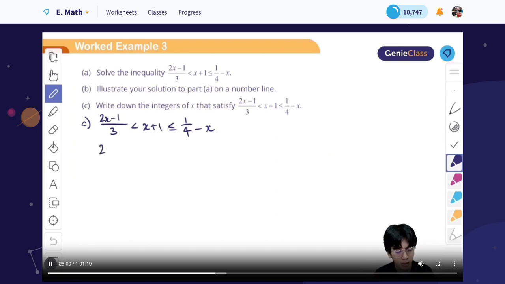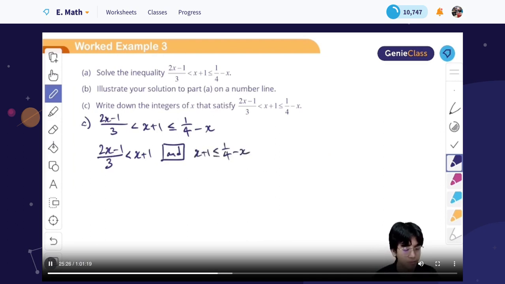First one is (2x minus 1) over 3 less than x plus 1, and, take note, use the word and. Alright, because it must happen at the same time. It's a simultaneous inequality, right? So they are happening at the same time. So and x plus 1 less than or equal to 1/4 minus x. Alright, so take note, the inequality you use is important, whether you have less than or equal to, or strictly less than.